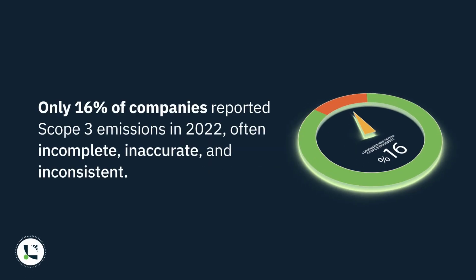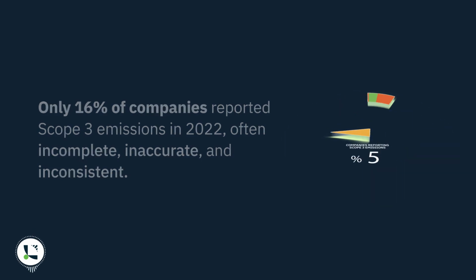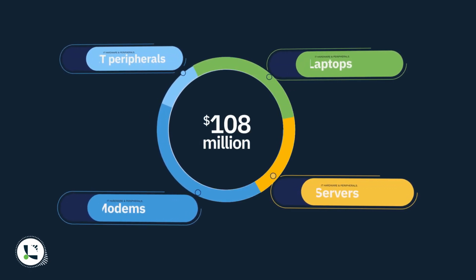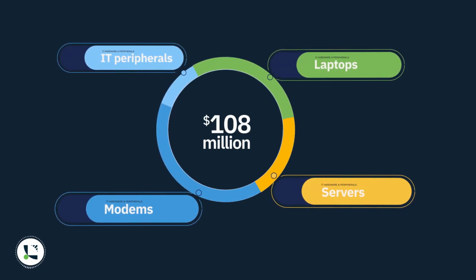Carbon accounting, particularly Scope 3 reporting, can be quite challenging. This is because most carbon accounting software are unable to extract and assess spends data accurately at a granular level. Consider this. Your company buys laptops, servers, modems, and IT peripherals from a leading IT hardware vendor.